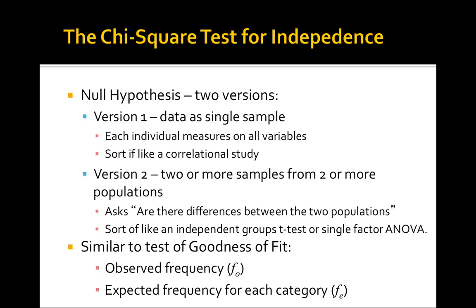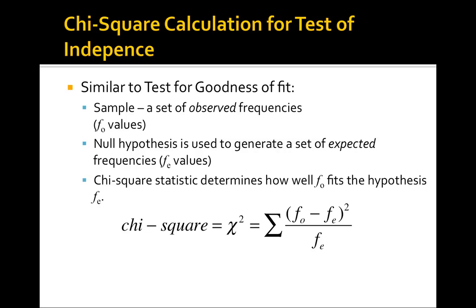The chi-square test for independence is similar to the test of goodness of fit. We look at observed frequencies and compare them to expected frequencies for each category, and our calculation is very similar. We have our sample, a set of observed frequencies. We have our null hypothesis, which is used to generate a set of expected frequencies. And then we use the same formula that we used for goodness of fit. Chi-square equals the sum of the differences between our observed and our expected squared over the expected values.